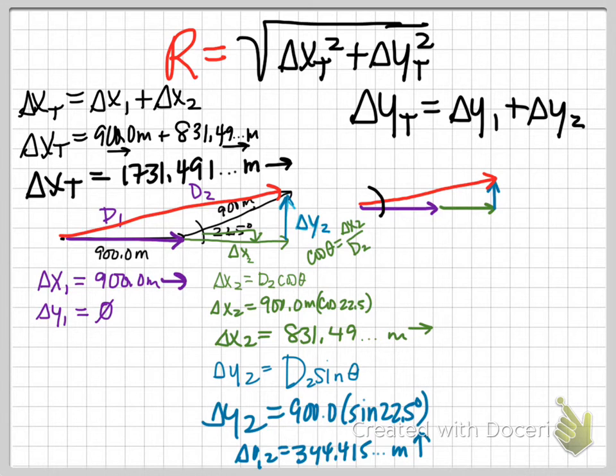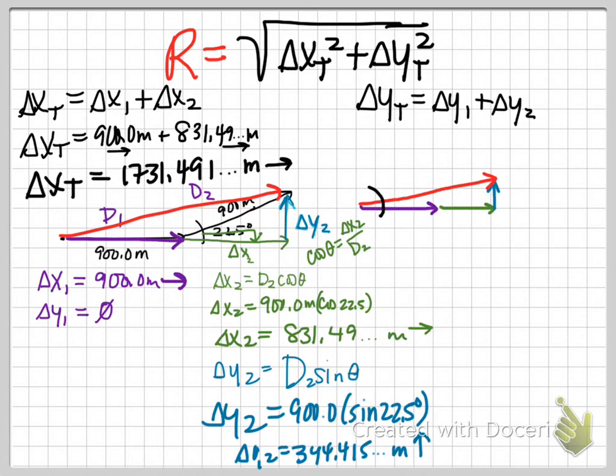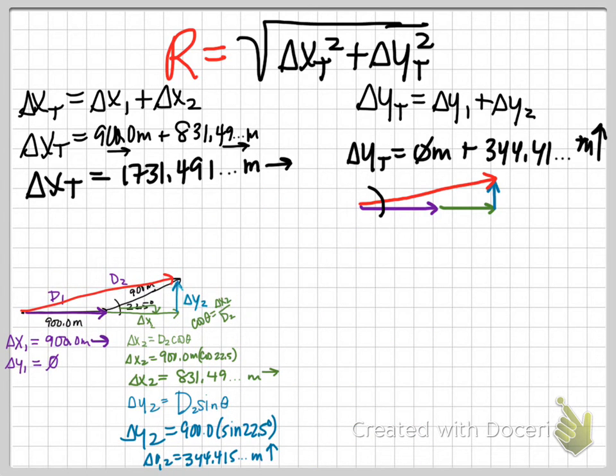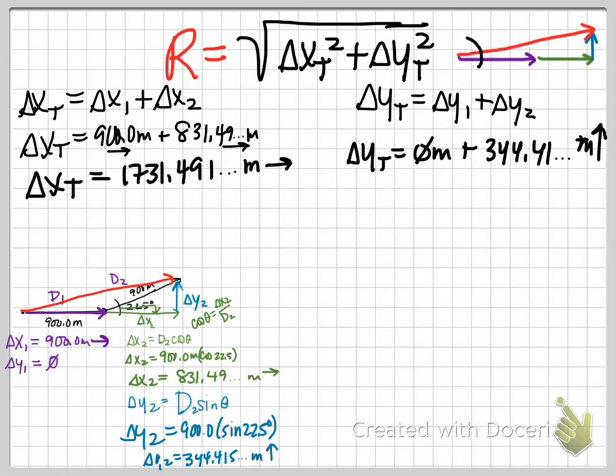Now delta y total, that's the one that's easy because there is no delta y1. So delta y total equals 0 meters in any direction plus 344.41 blah, blah, blah meters up. These get really messy, they get really ugly, they get really chaotic, but it's okay. They're allowed to be. I'm going to set that there. I'm going to stick this up in the corner here so I can reference it when needed.